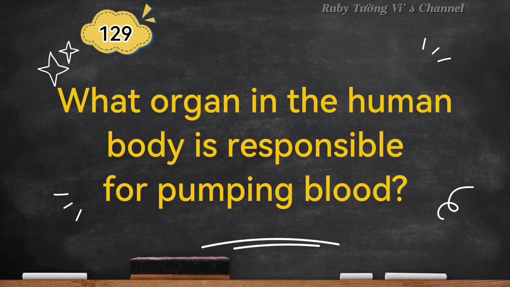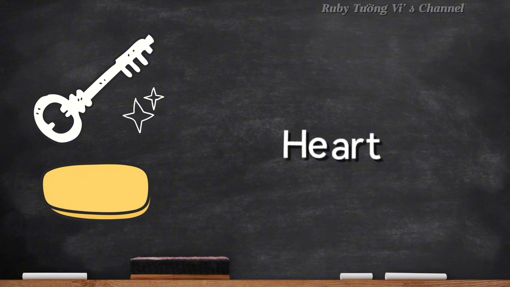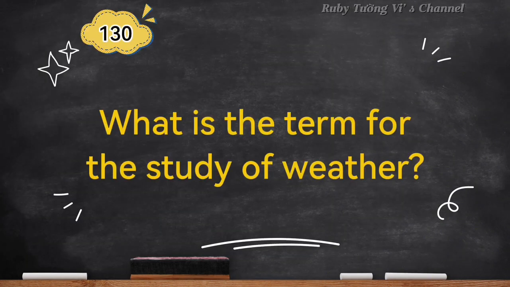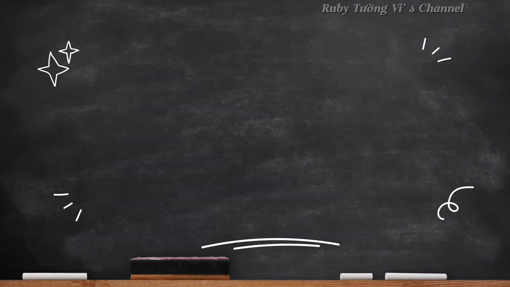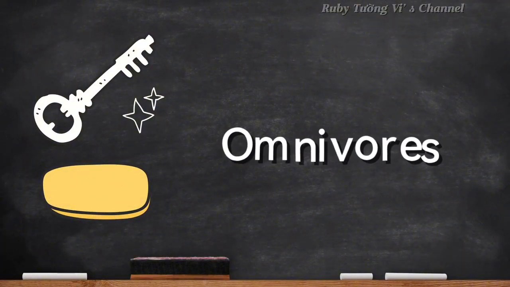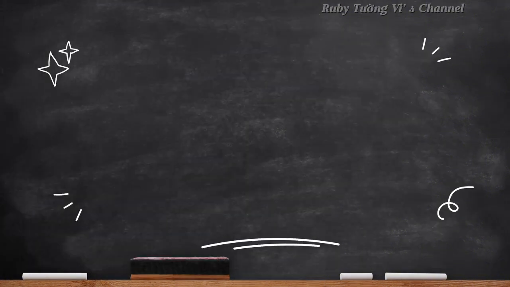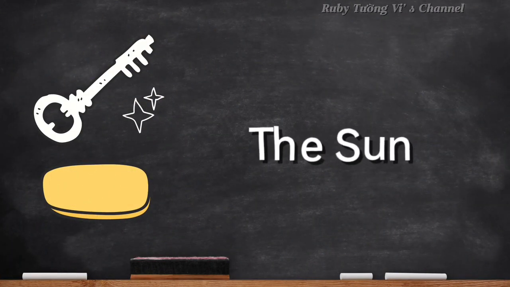What organ in the human body is responsible for pumping blood? Heart. What is the term for the study of weather? Meteorology. What do we call animals that eat both plants and meat? Omnivores. What is the primary source of energy for most life on Earth? The sun.